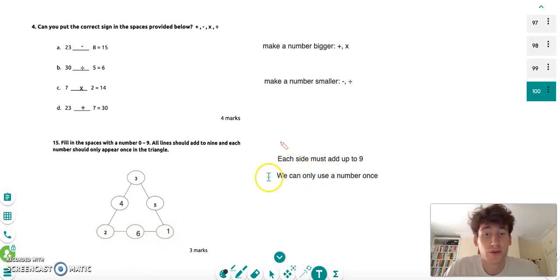Now let's also quickly check we've followed this condition. We can only use a number once. We've only used 1 once, 6 once, 2 once, 4 once, 3 once, and 5 once. So we have followed this condition and we have followed this condition. So this right here is the answer you would want to give.